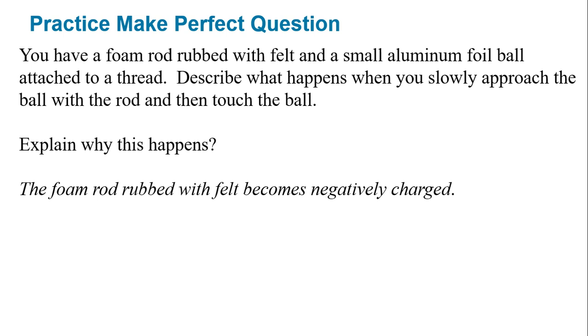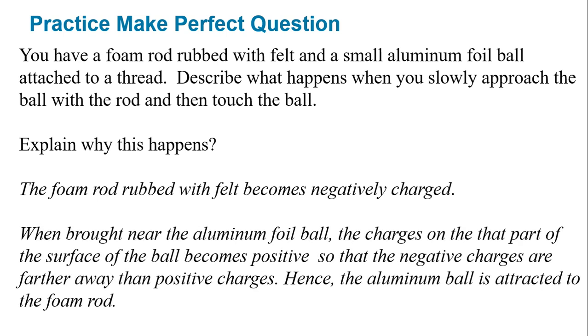The foam rod rubbed with the felt becomes negatively charged. When brought near the aluminum foil ball, the charge on that part of the surface of the ball becomes positive, so the negative charge is farther away than the positive charges. Hence, the aluminum ball is attracted to the foam rod. And that was shown in the beginning of the notes.